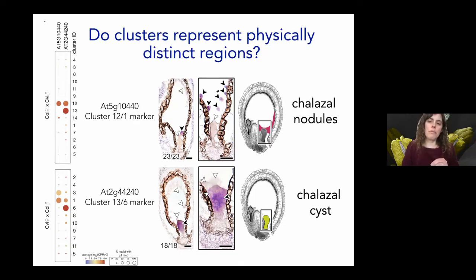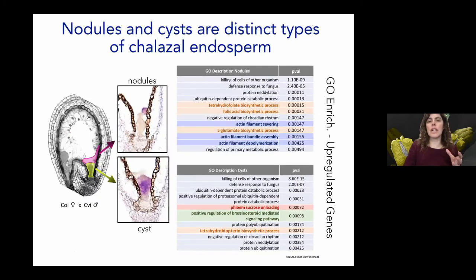So what we've defined from these data is that the callosal endosperm, which has been thought of as this one region, actually has distinct nuclei types. And so then you can perform GO analysis on these different clusters, for example.